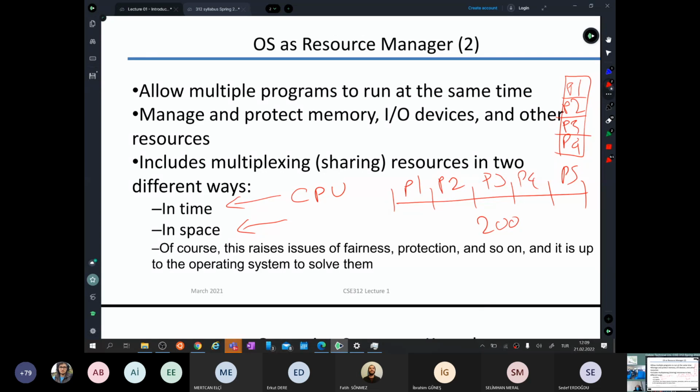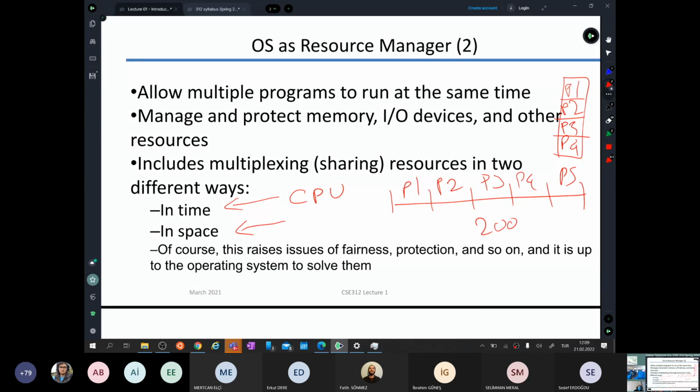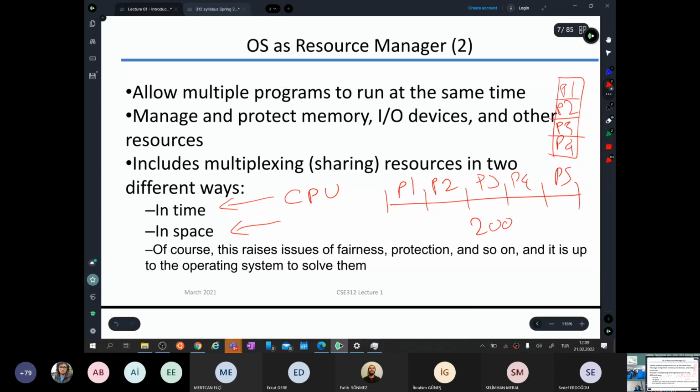Sometimes P1 is more important than P5. Okay? Sometimes we say that if P1 is running, let it run. If P1 is not running, then in that case, P5 can run. Priorities, those are important. Sometimes we can say that P1 should use more memory than P4 because it needs more memory space. So it's all done with the operating system.